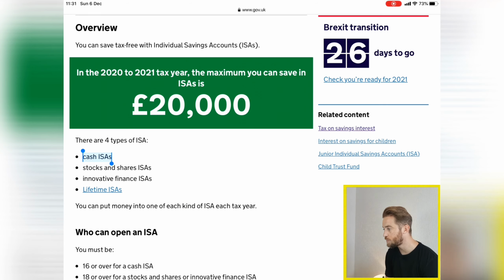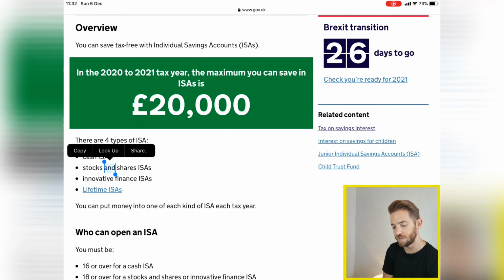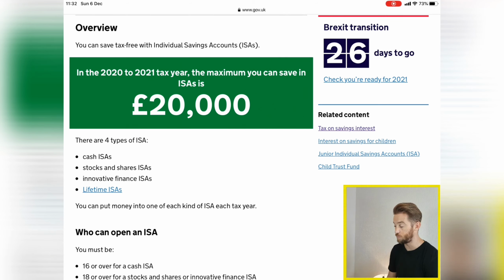Your £20,000 ISA allowance can be split across these different ISA types. So you could pay a few thousand into the cash ISA, a few thousand into the stocks and shares ISA, a few thousand into the innovative ISA, and then a few thousand into the lifetime ISA if you want. Providing you don't exceed that £20,000 allowance, that's not a problem at all to do that.